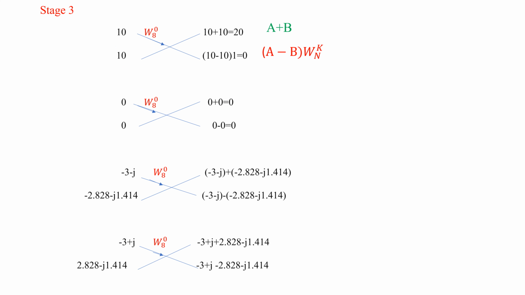Going to see the third stage. Here, a 2-point butterfly is used. There are 4 of them. The outputs from the second stage, we are using as inputs for the third stage. Here in the first butterfly, for the first output, we use the formula a plus b. For the second output, the formula is (a minus b) times W_N^k. We are calculating the outputs.